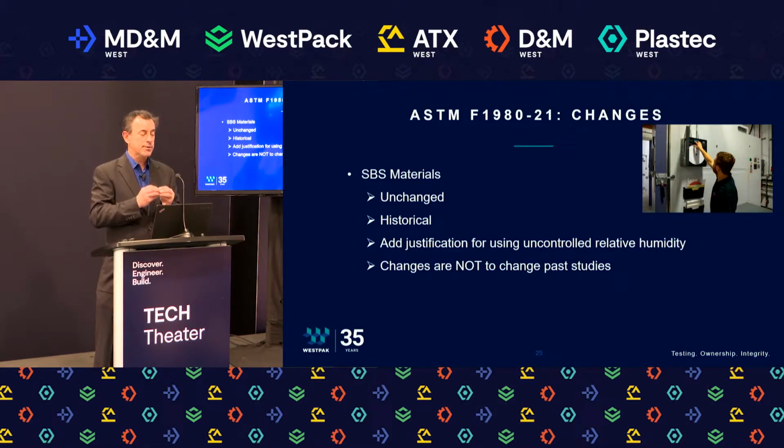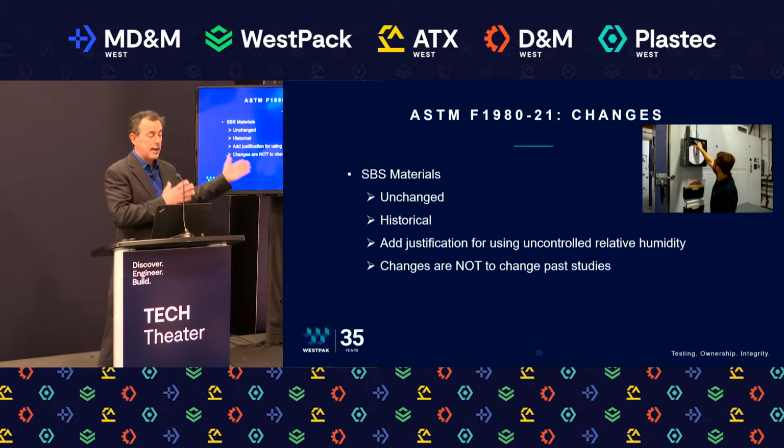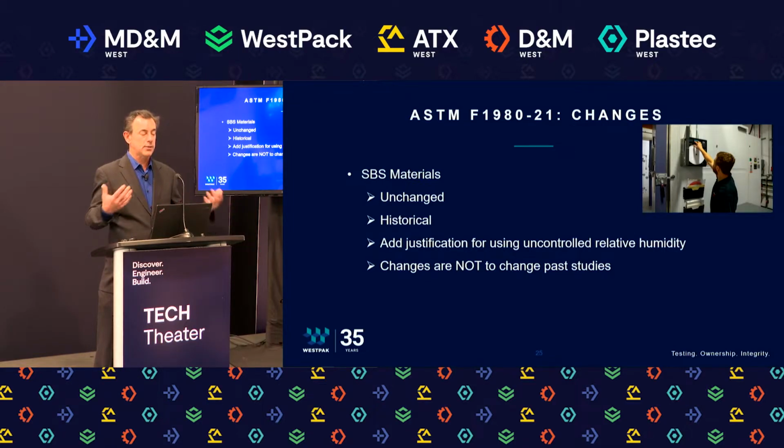So the sterile barrier system, the packaging materials, we have a lot of historical data, right? We've been doing aging on our packaging for a very long time. All that historical data has meaning, and you should not change your protocol or make any changes based on the new F1980, okay? One key component that came out of this, the changes in the standard, are to add a justification for using uncontrolled relative humidity. So that's where that historical component comes in. I've used it in the past. There aren't any changes. I'm going to continue to use it.